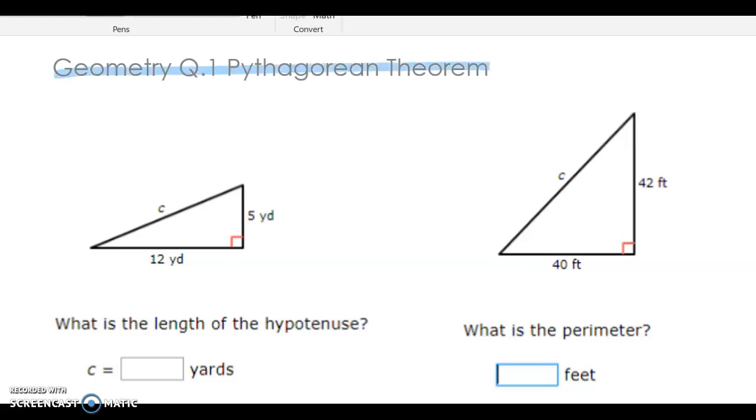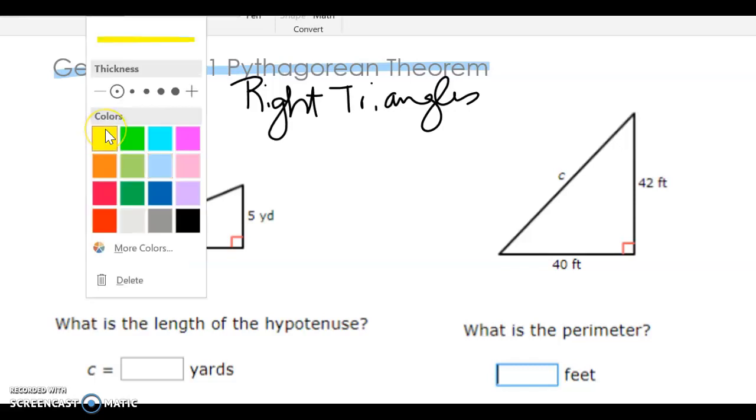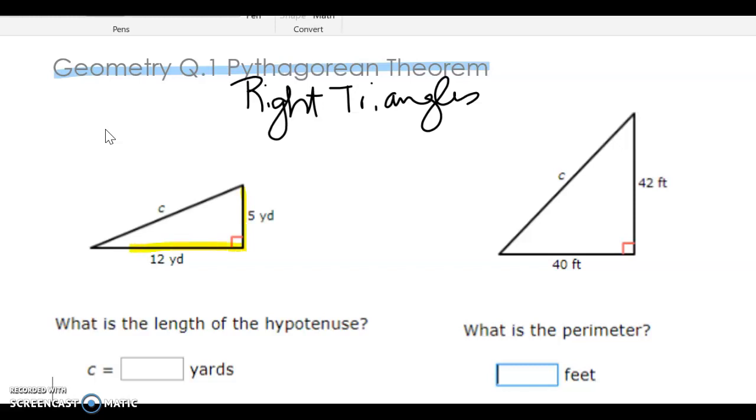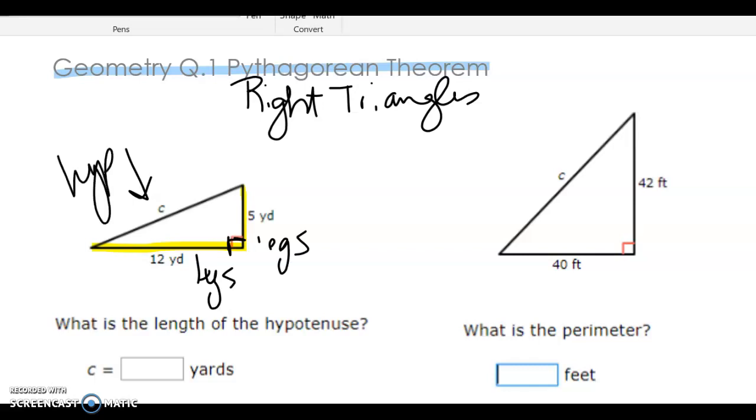So, geometry Q1, Pythagorean Theorem. The Pythagorean Theorem can only be used with right triangles. Let's talk about a right triangle really quickly. If you have a right triangle, the two sides that make up the right angle are called legs. And what the right angle is pointing to is called the hypotenuse. So you have two legs and a hypotenuse. The hypotenuse is always the longer side.